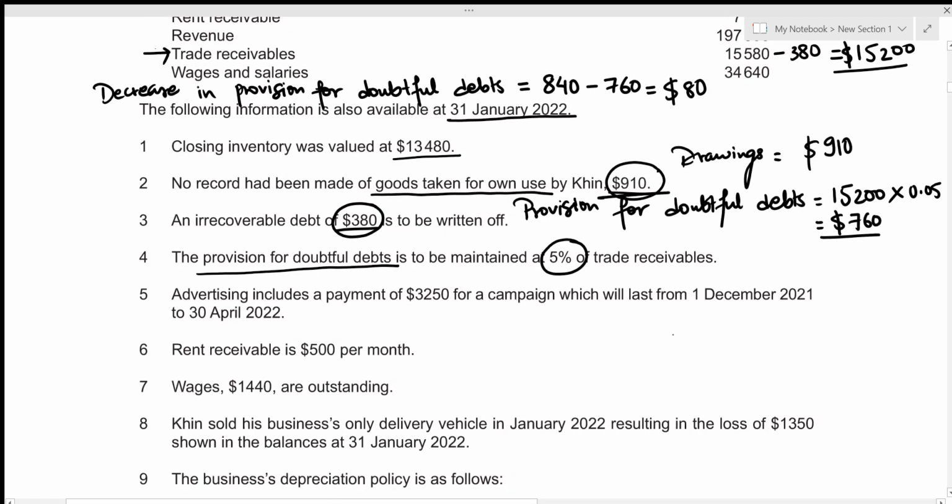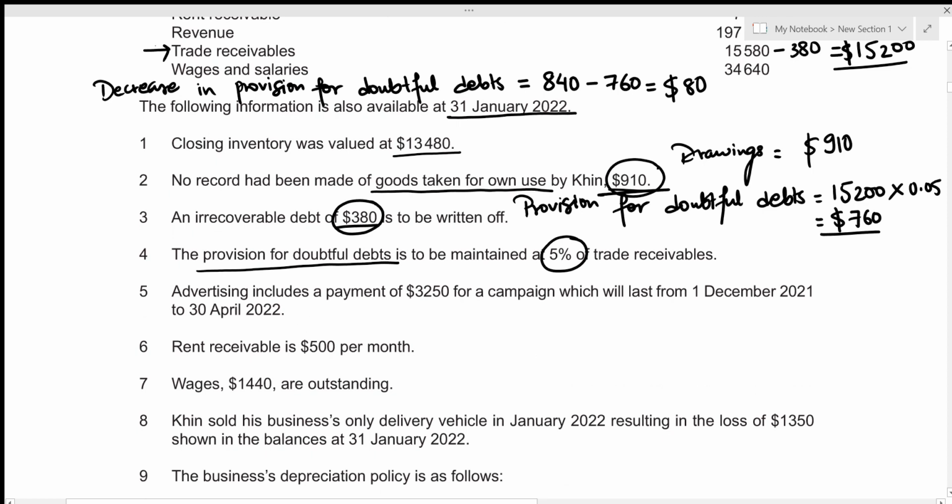Okay, then advertising includes a payment of 3,250 for a campaign which will last from 1st December 2021 to 30 April 2022. Okay, so let's figure out the month. That's just going to be December, January, February, March, April. But we can see that our closing date is 31st January 2022. So our closing date is right here. And if we're talking about our income statement, then the advertising should only include the value for these 2 months rather than all 5 months. So let's adjust this value.